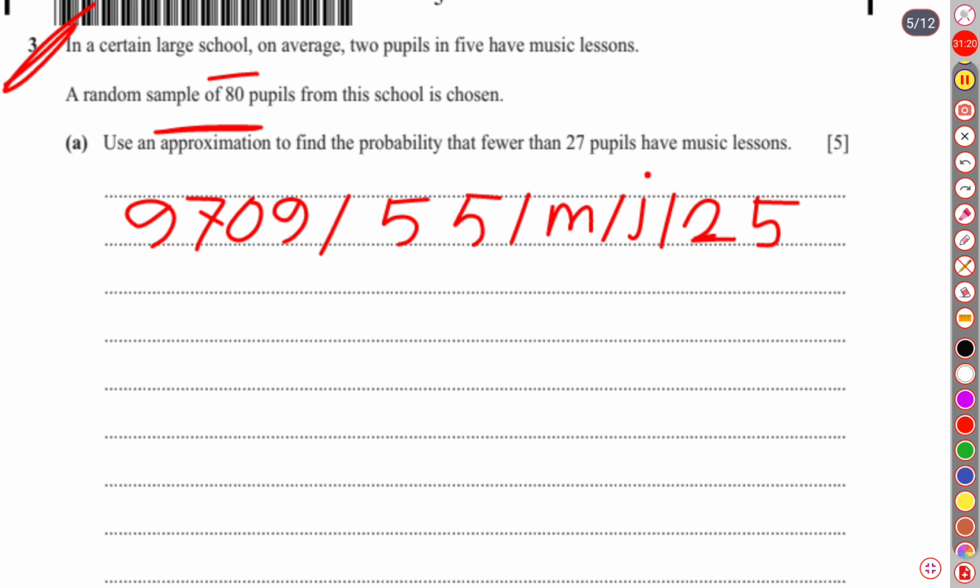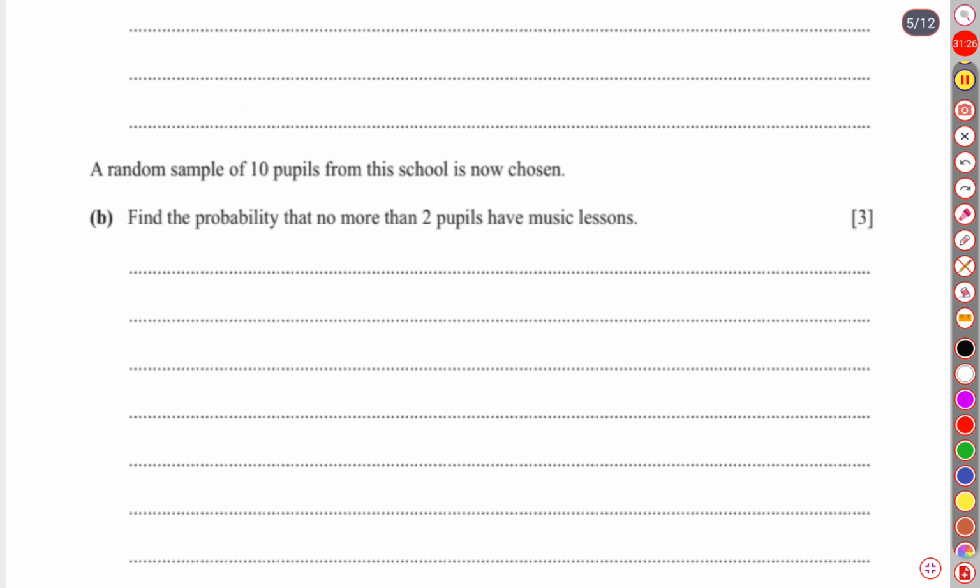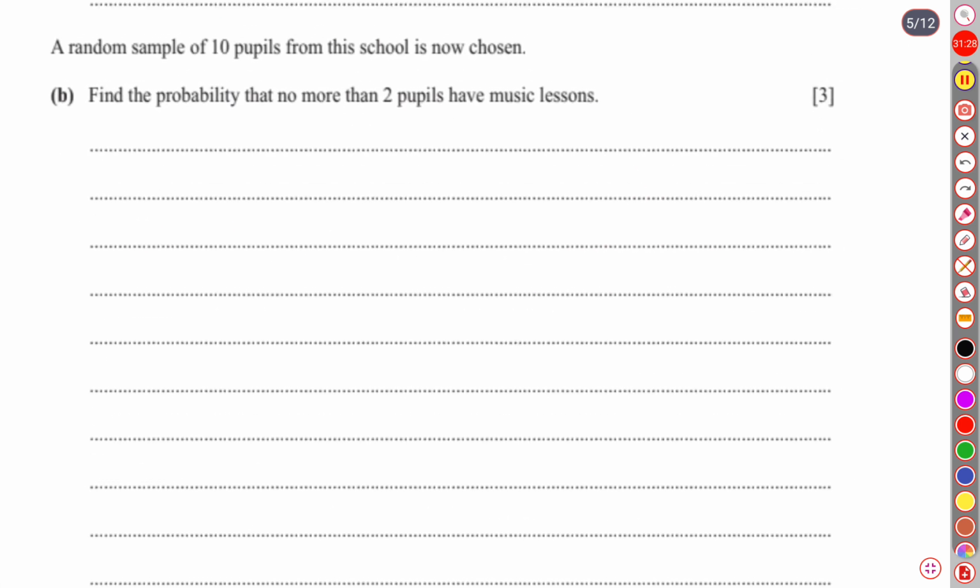Let's see question number b. B says a random sample of 10 pupils, yes, this belongs to binomial. A random sample of 10 pupils from this school is now chosen. Find the probability that no more than two pupils have music lessons. Then let's start our solution.